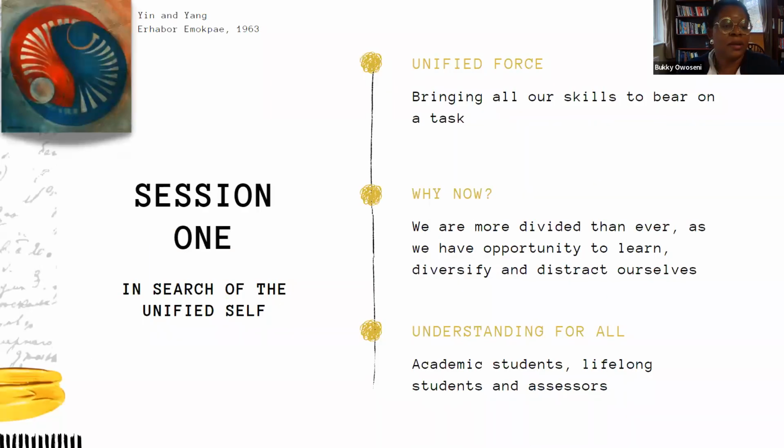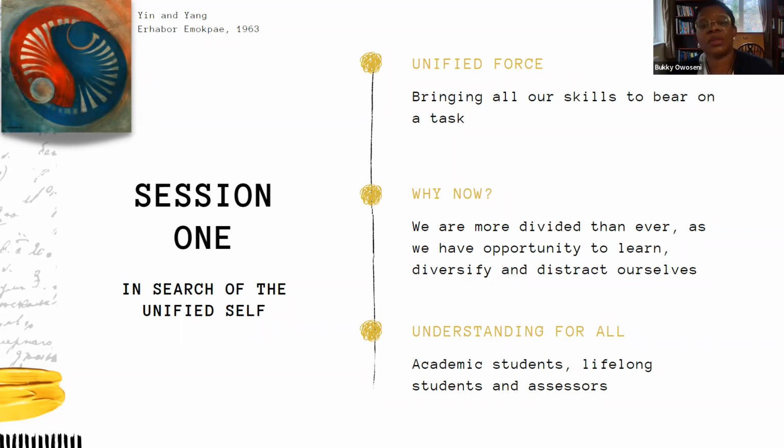Just a recap. This is our fifth session, and in our first session, we introduced the idea of the unified self. That basically means bringing our whole self and not compartmentalizing ourselves into, this is my student life, this is my work life, this is my home life. The separations are not clear-cut. The picture in the top left-hand corner is a painting by Erabo Mokpai, Yin and Yang. It's trying to show that there is no clear-cut difference between things. There are overlaps, and there is beauty in the places where these things collide. There are things to be learned in the intersections.